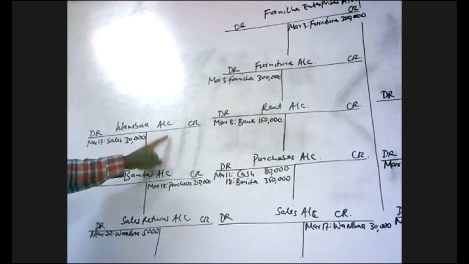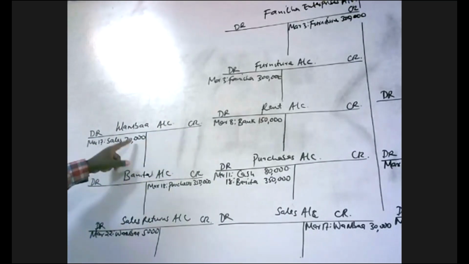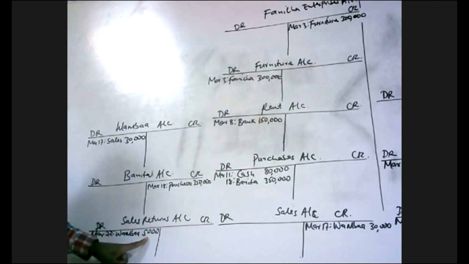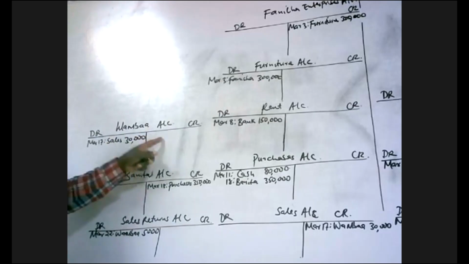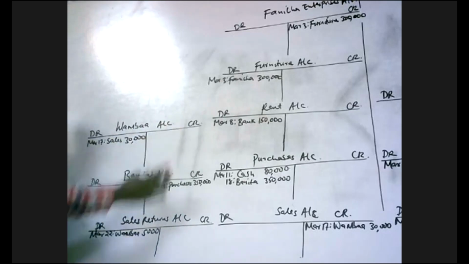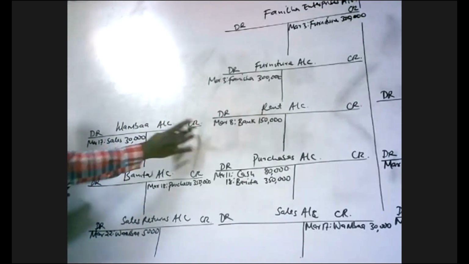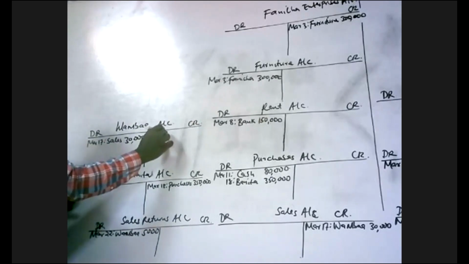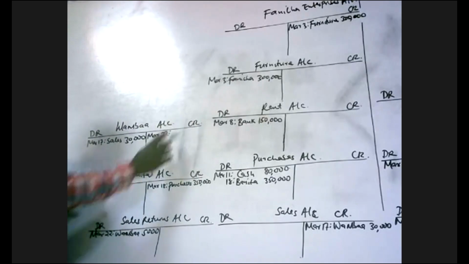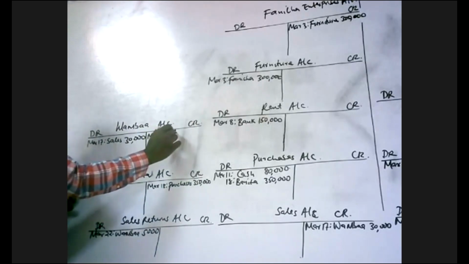So then we shall go to Wamba. Remember, Wamba was supposed to pay us 30,000. But the person has returned the goods worth 5,000. This 5,000 should be deducted from this 30,000 by crediting his account. So it is going to be debited here. We credit here to complete the double entry. So this is March 22nd. You write here, the other account is here in the sales returns.